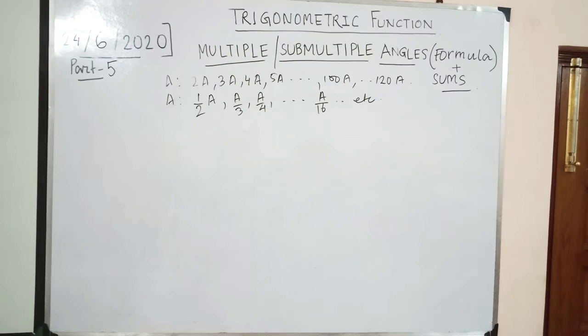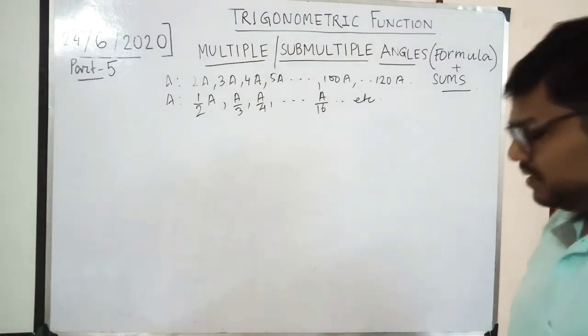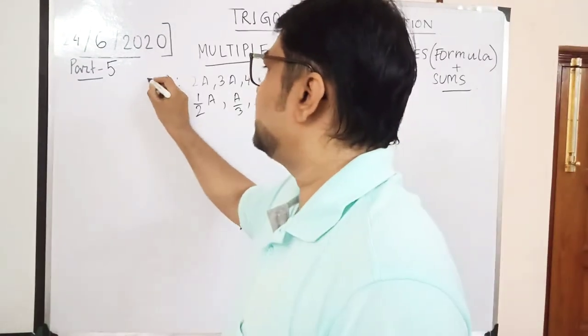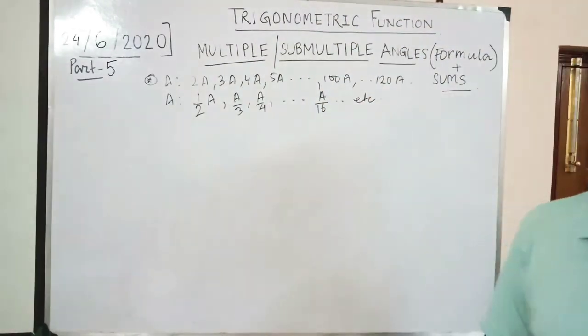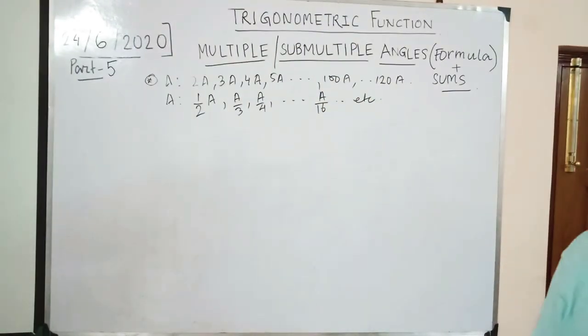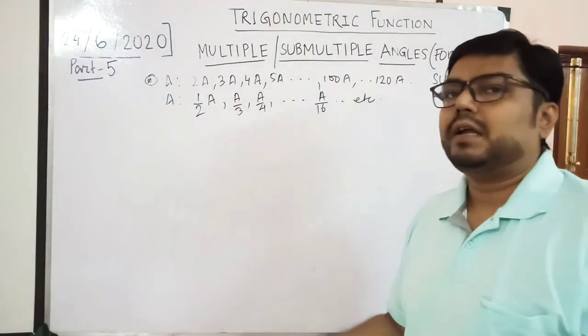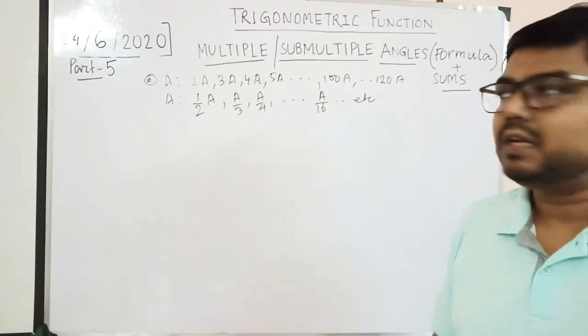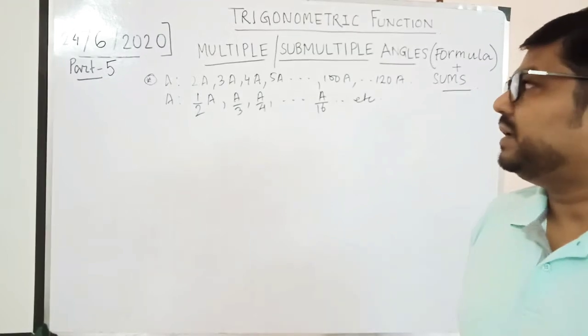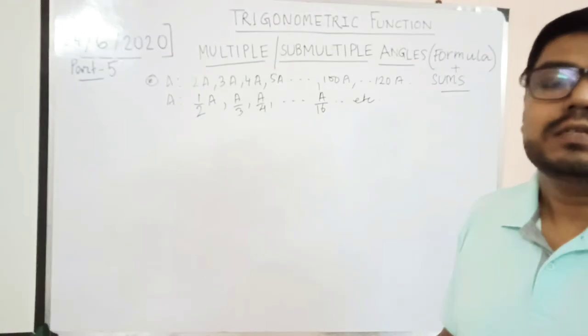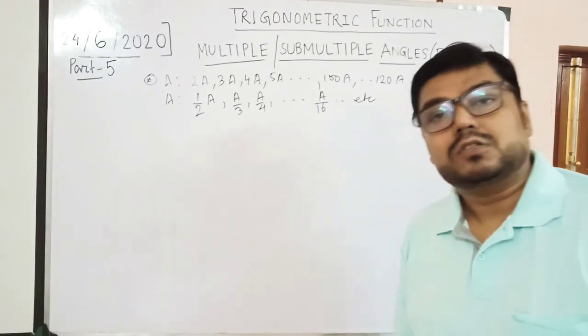Now we have to learn the formulas related to these multiple and submultiple angles. I start with the multiple angles. If we know the multiple angle formula, the submultiple angle is automatically covered, because we get the same kind of pattern, the same kind of structure, for multiple and submultiple angles. So if we cover the multiple angle formula, submultiple angles will also be covered.